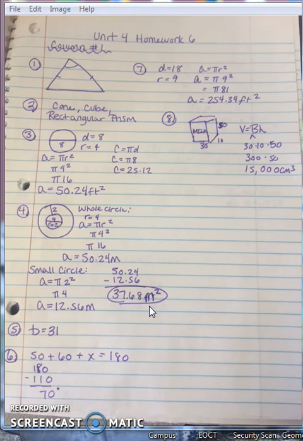Okay, number 5, we're finding the missing angle of the triangle. So if you take 50 plus 60 plus x, which would equal 180, you can add 50 plus 60 together and then subtract that from 180. Oh, I'm sorry, I skipped number 5. Let's go back to number 5 here. Number 5, it's a vertical angle to the 31 degrees, so B would equal 31.